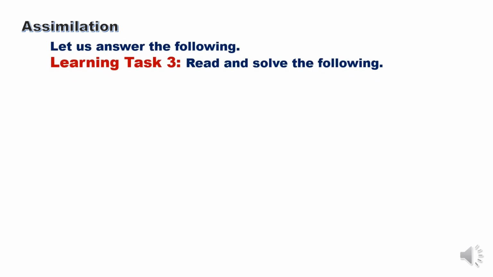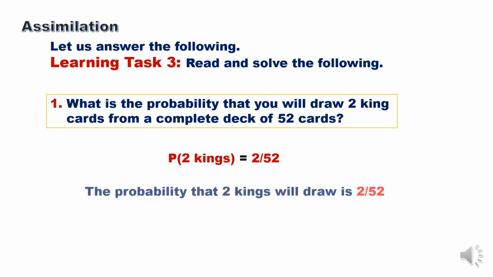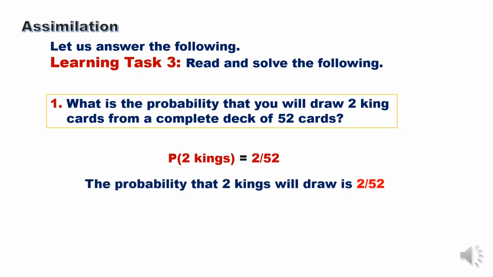Let us answer the following. This is learning task 3. Read and solve the following. Number 1, what is the probability that you will draw 2 kings cards from a complete deck of 52 cards? So the event is 2 kings, that is equal 2 out of 52. The probability that 2 kings will be drawn is 2 out of 52.